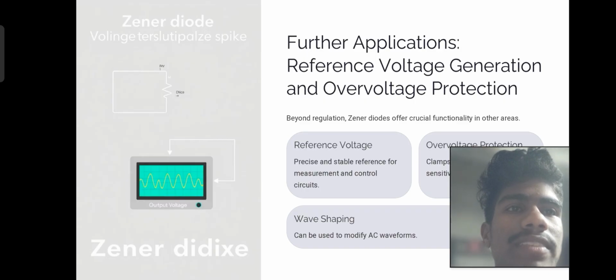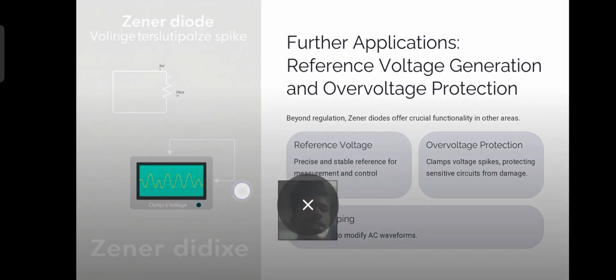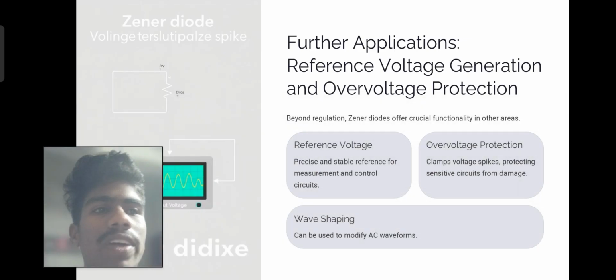Further applications are reference voltage generation and overvoltage protection. Beyond regulation, Zener diodes offer crucial functions in other areas: reference voltage, overvoltage protection and wave shaping. Reference voltage provides a precise and stable reference for measurement and control circuits. Overvoltage protection clamps voltage spikes, protecting sensitive circuits from damage. Wave shaping can be used to modify AC waveforms.